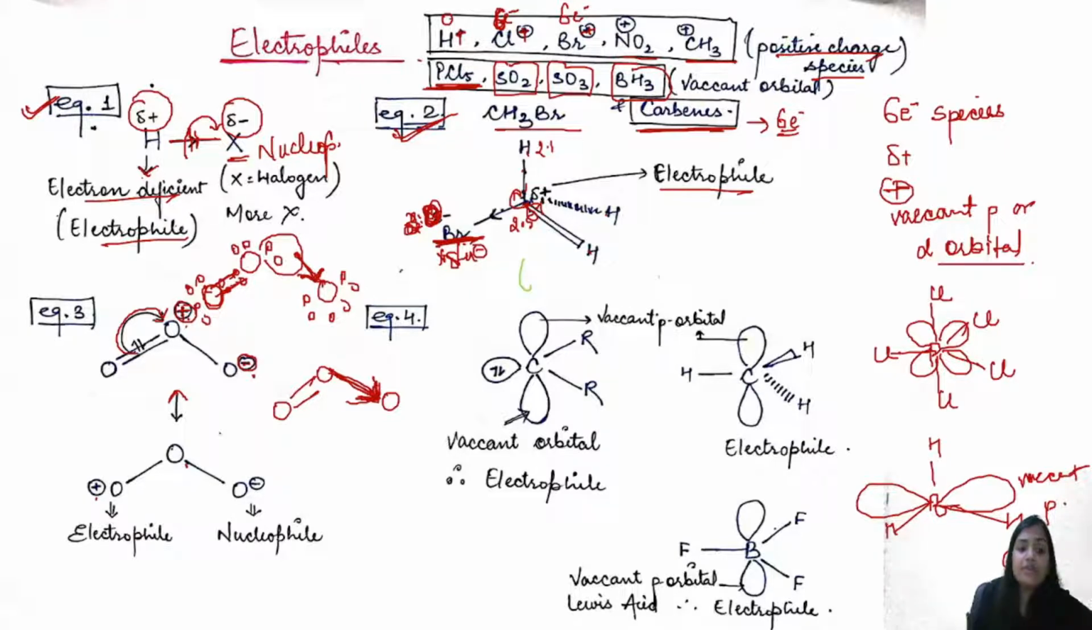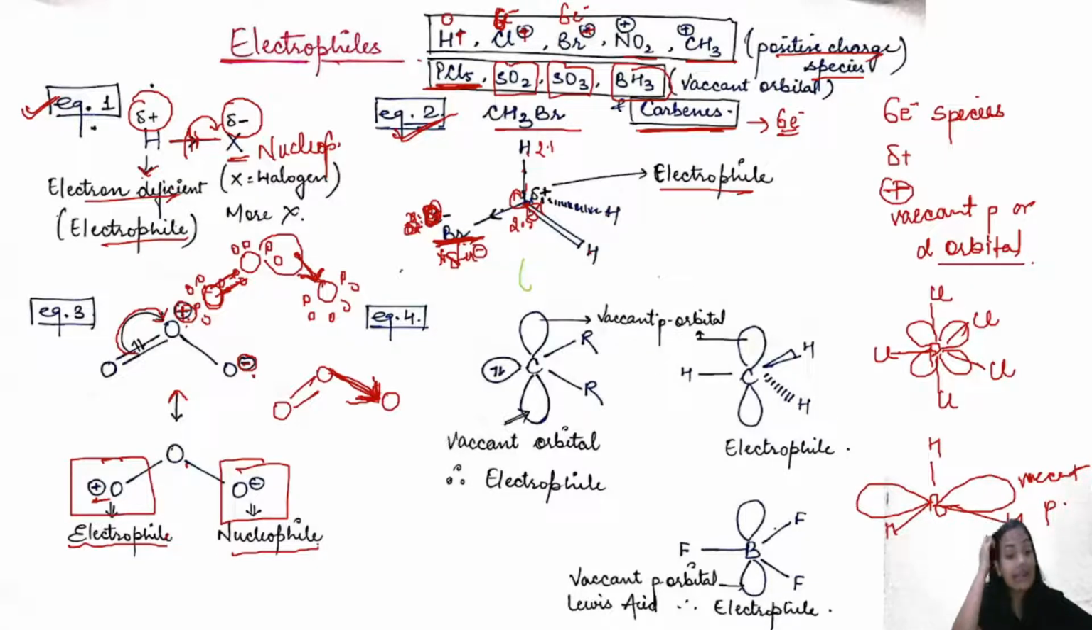So when we draw this kind of structure, we say that the oxygen bearing a positive charge is electrophilic in nature, and the other oxygen bearing a negative charge is nucleophilic in nature. Therefore ozone has both properties. It can act as an electrophile and it can also act as a nucleophile. Okay, so this is a big thing.